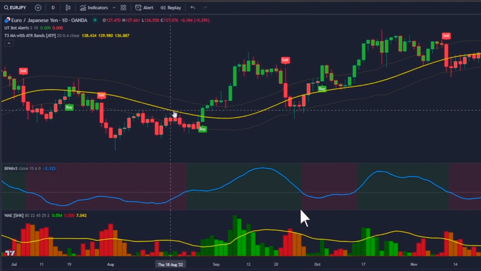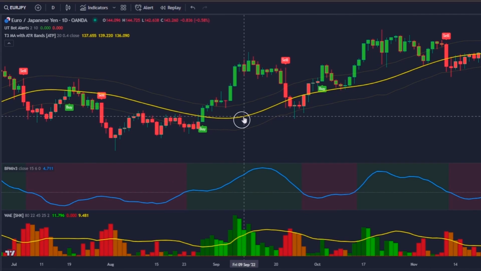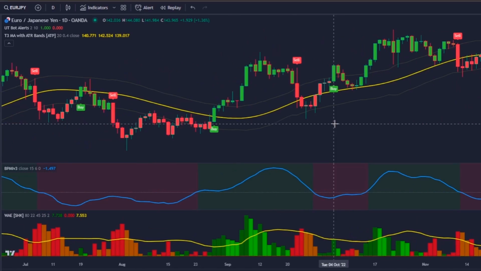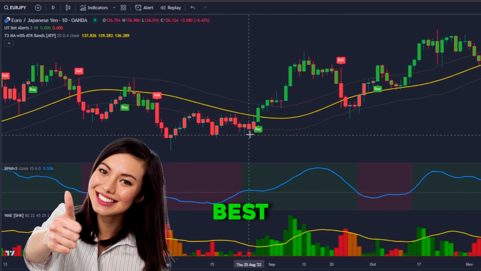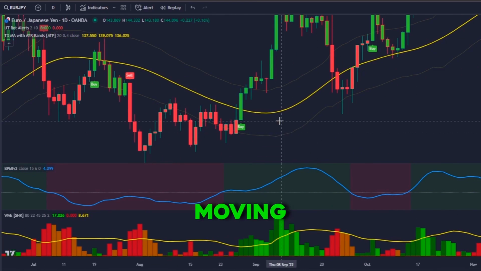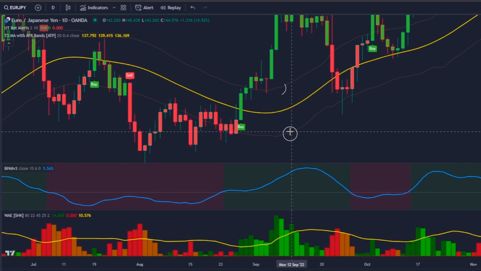The T3MA, which is this middle yellow line, is a type of moving average, but it is smoother than a simple or exponential one, and it was the best one for this strategy after backtesting 15 different types of moving averages. Then, these light yellow lines are the ATR bands. The upper one is the ATR plus band, and the lower one is the ATR minus band.